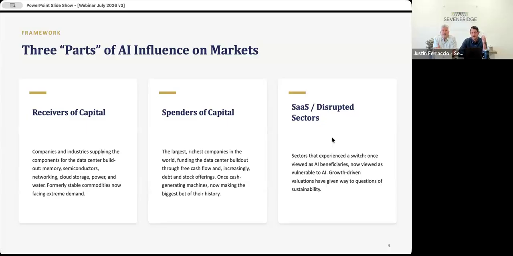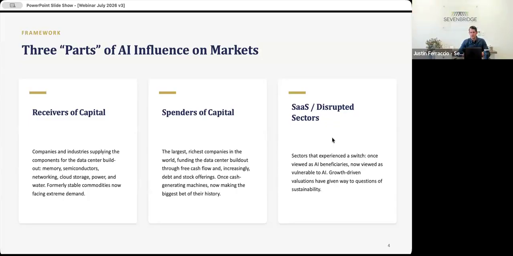Those are receivers. Spenders of capital are the biggest, richest companies in the world. Those are the Mag 7. Those are your Nvidia, your Google, your Meta, right? Those are the companies that were once cash generating machines, and now they're making the biggest bets they've ever made in their lives. These are companies that have always consistently had huge free cash flows, and they still do. But now they're taking their free cash flows and spending the money to buy more data, buy more memory, buy more chips, build data centers, procure more power. They're making a huge bet that if they spend more money, they can grow their business in the long haul.